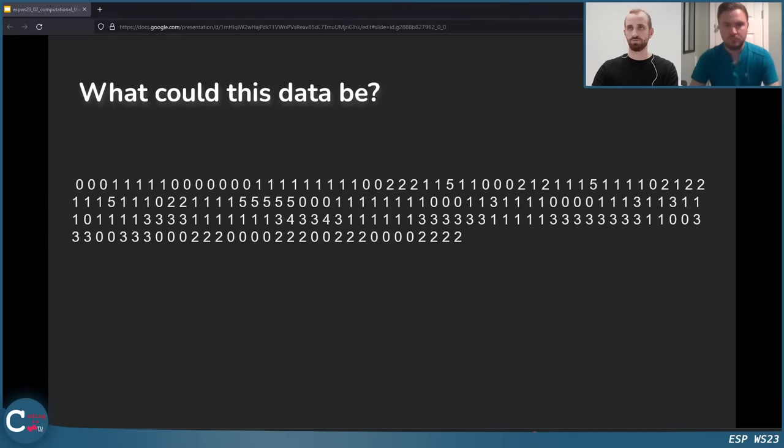And we end with this riddle I give you, and I want to ask again, what could this data be? Anybody, any guesses what this can be? Maybe in the chat you can write a few ideas. Is there any meaning behind it?